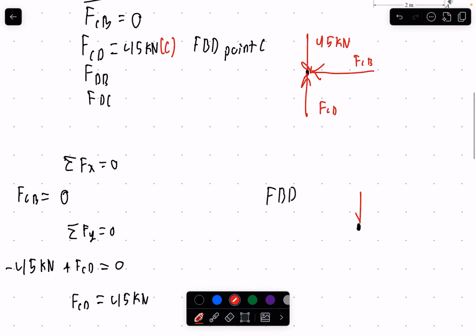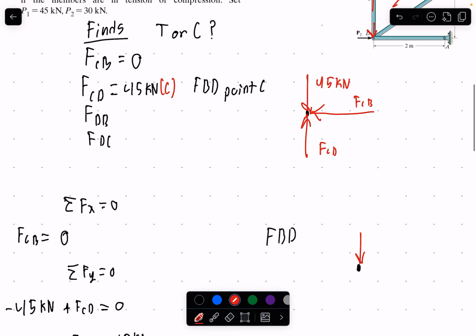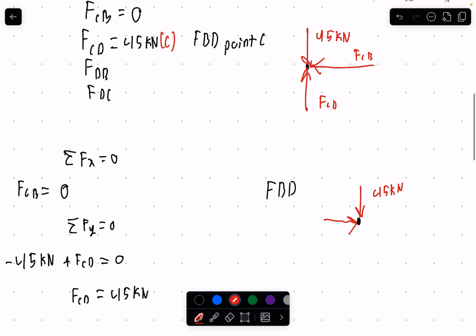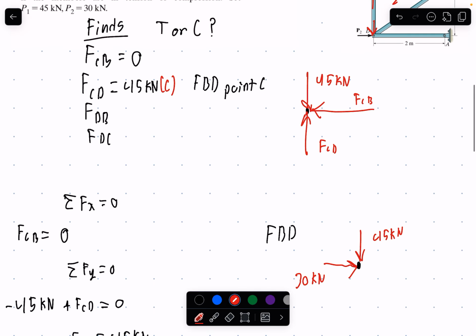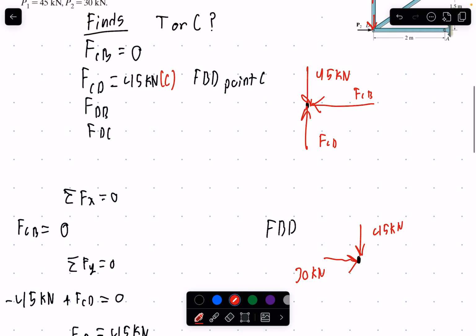So you have member CD acting on this point, and it'd be acting the opposite direction that it is on point C. So it'll be that same 45 kilonewton load acting downward this time. And then we have force P right here of 30 kilonewtons acting towards the right. Now we have member DB right here, acting on an angle, like that.